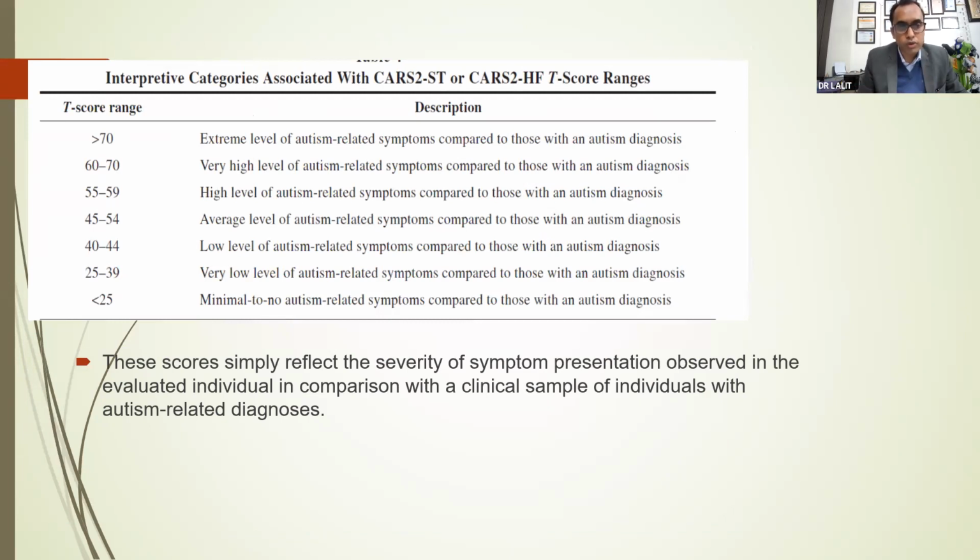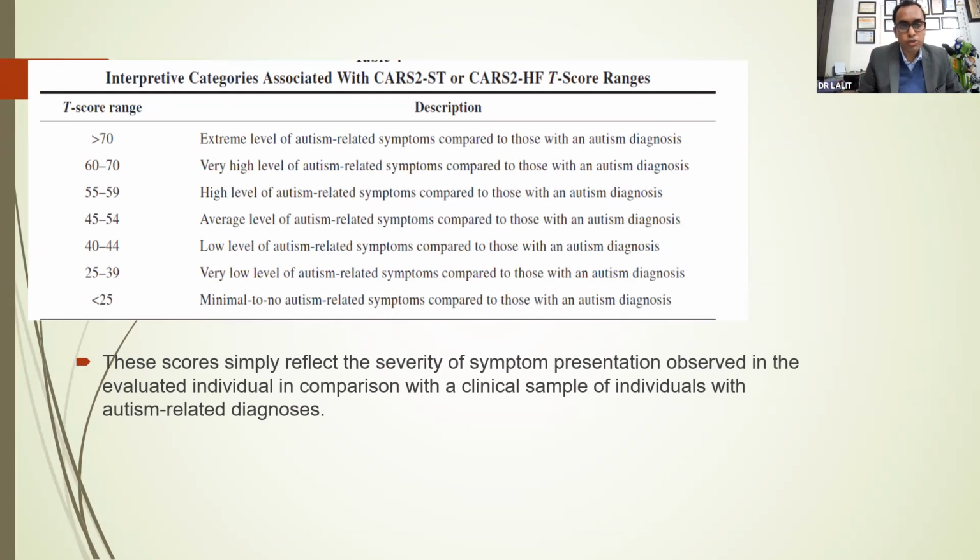A T score of more than 70 means an extreme level of autism-related symptoms compared to those with an autism diagnosis. Suppose you have diagnosed hundreds of autism cases. This child has behaviors which are very much extreme compared to those you have diagnosed with autism. That is exactly what it means. A score of 60 to 70 means a very high level of autism-related symptoms compared to those with autism. Similarly, the scoring has been given.